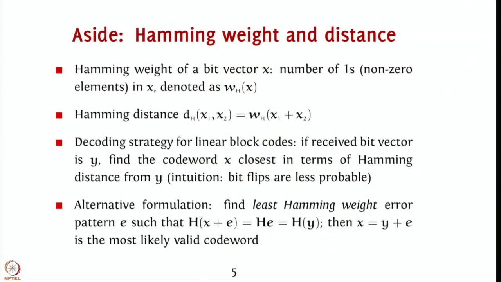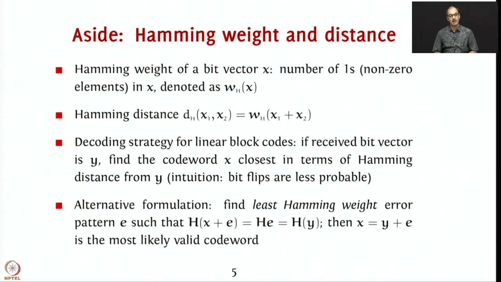An alternative formulation, which we have seen in some part earlier, is that we want to find the least Hamming weight error pattern e, such that H of x plus e, which is He, is equal to Hy. Then x equals y plus e is the most likely valid code word. What are we saying? We are saying perform bit flips. Let us express these bit flips as a vector e with the smallest number of ones. We just said that if no bit errors occurred, choose e as the all-zeros n-bit sequence. If one bit error has occurred, then iterate over e being 1000, 0100, 0010 and find out which of these has He equal to Hy. If you can figure this out, then x is y plus e.